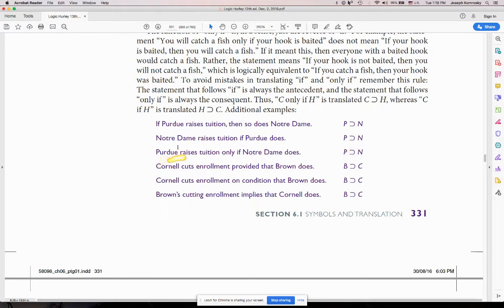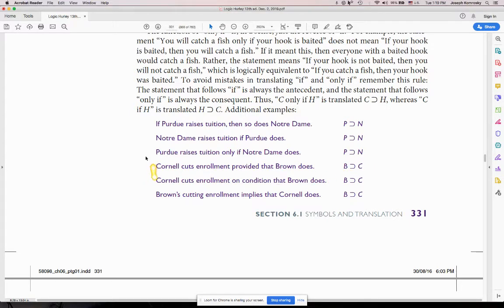What about this one? Purdue raises tuition only if Notre Dame does. Whenever I see the words only if, I know that whatever comes to the right literally goes to the right when I translate. Why? Because Notre Dame, we can make it an N, and we see an N over here. These two. Cornell cuts enrollment provided that Brown does. When I say provided that Brown does, I'm going to say B. So we'll say C horseshoe B. Oh, it doesn't work that way. It's B horseshoe C. So whenever I see provided that, whatever comes to the right turns out to go to the left when you translate.